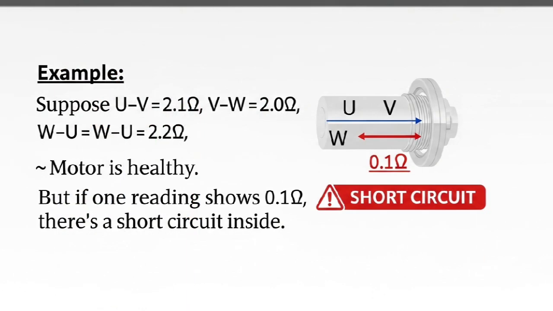Example. Suppose UV equals 2.1 ohms, VW equals 2.0 ohms, WU equals 2 ohms. Arrow: motor is healthy. But if one reading shows 0.1 ohms, there's a short circuit inside.